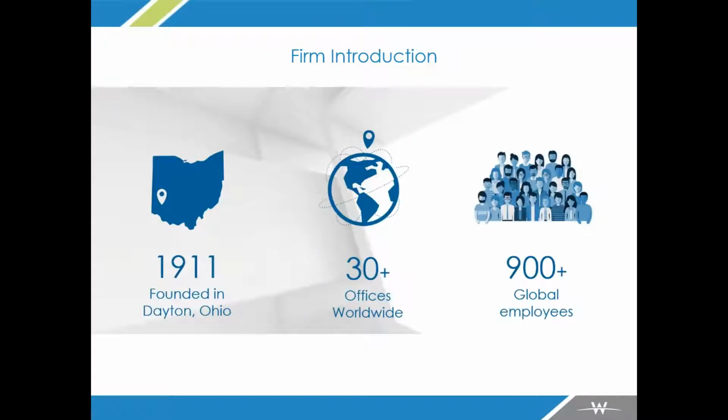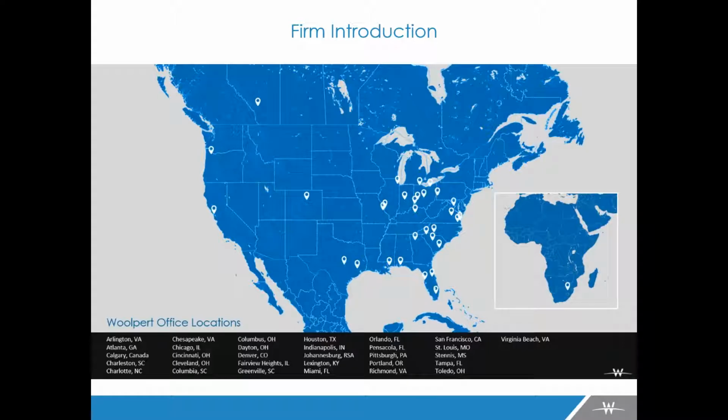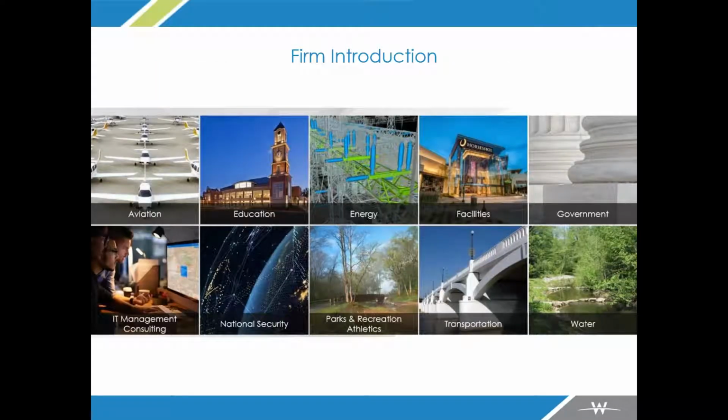My firm is Woolpert. We've got about 900, actually close to 1,000 now, employees, founded in Dayton in 1911, and about 30 offices worldwide now as well. Most of that's in the US with a little bit of Canada and now South Africa. We do a large number of different types of things. I'm not going to spend a lot of time on this, but you can see some of the areas that we cover. My focus obviously is a little more in transportation, a little bit in Parks and Rec, and a little bit in aviation.